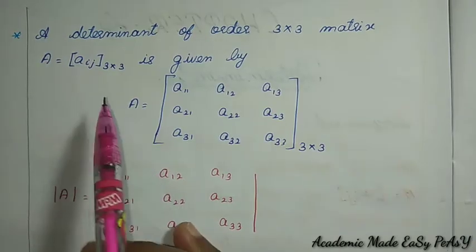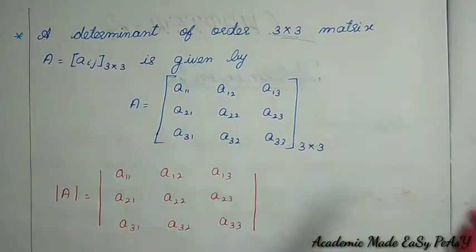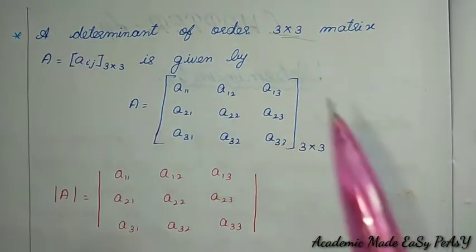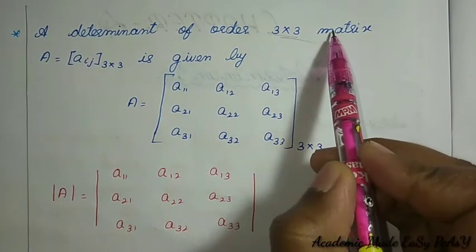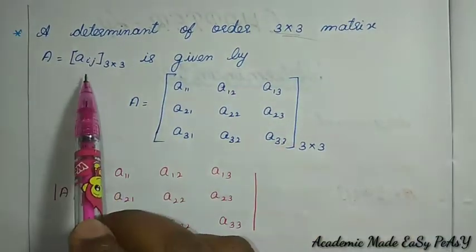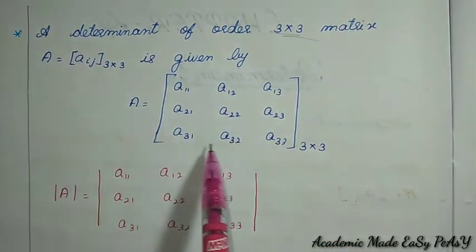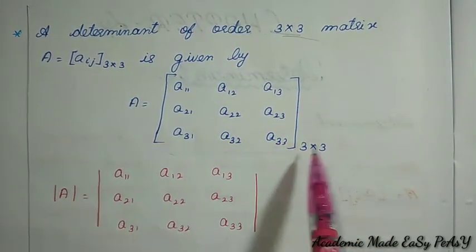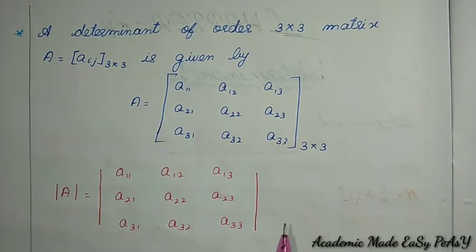That's it. Next, a determinant of order 3 by 3. We already learnt 1 by 1 and 2 by 2, and the last one is 3 by 3. Up to 3 by 3 only we will be learning in this class. So, the determinant of order 3 by 3 of matrix A, with Aij a 3 by 3 matrix, is given by this. We have already learned the 3 by 3 matrix. Now I am going to teach you how to find the determinant of a 3 by 3 matrix.